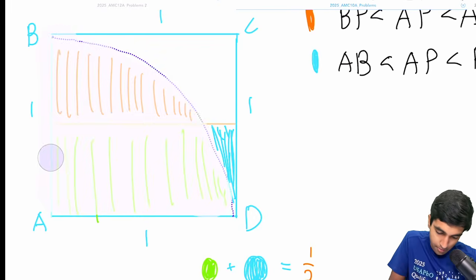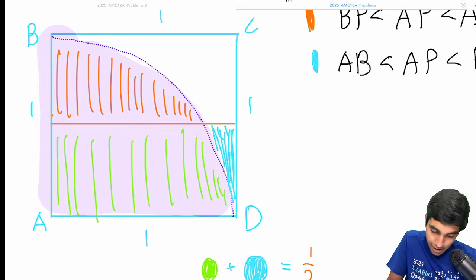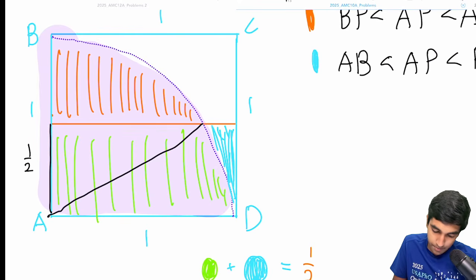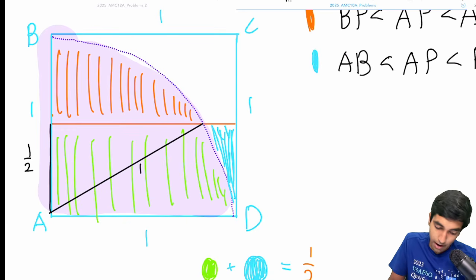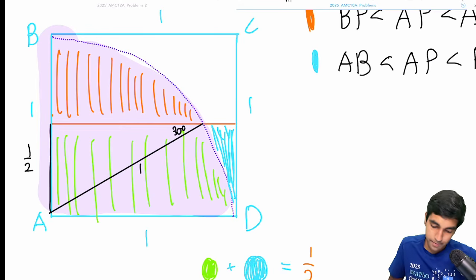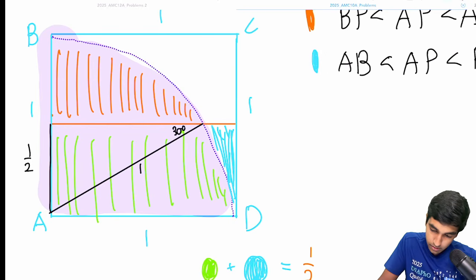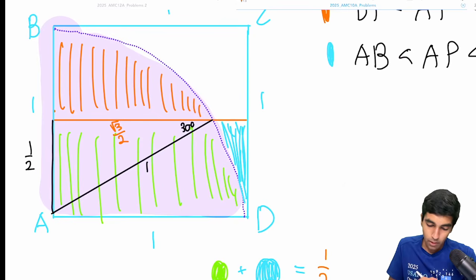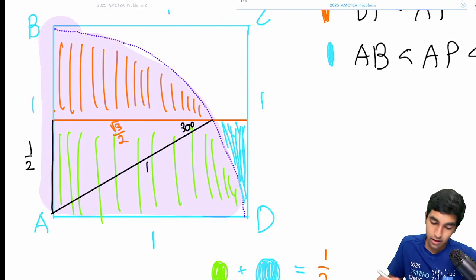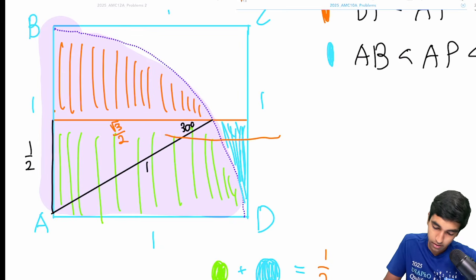Well, notice that this part is half, right? Our radius of the circle is 1. So that's by 30, 60, 90s over here. We have this is 30 degrees. This is going to be root 3 over 2. So 1/2 times 1/2 times root 3 over 2, that's root 3 over 8. That's going to be the area of that triangle.